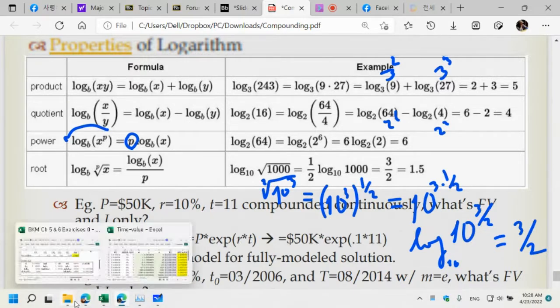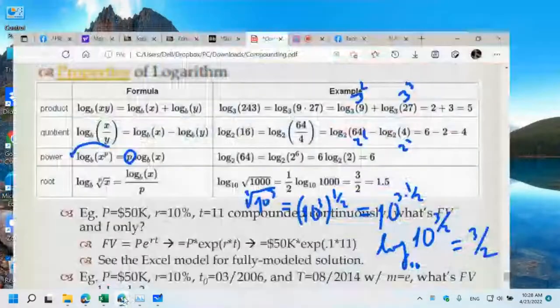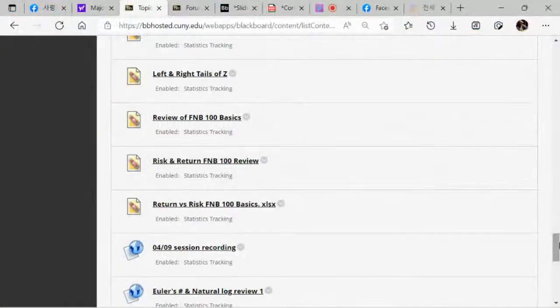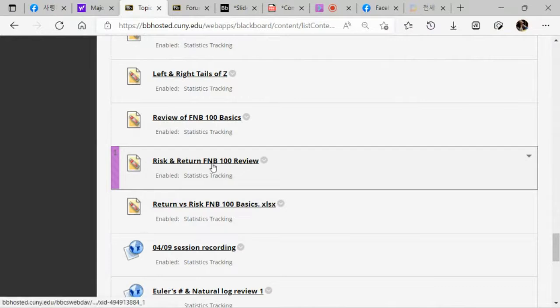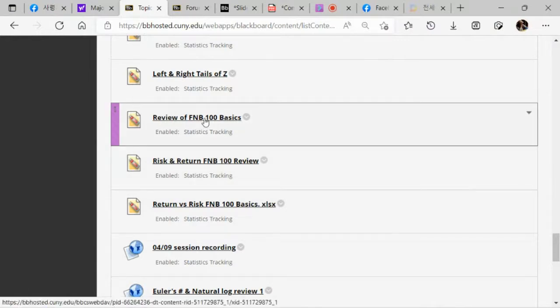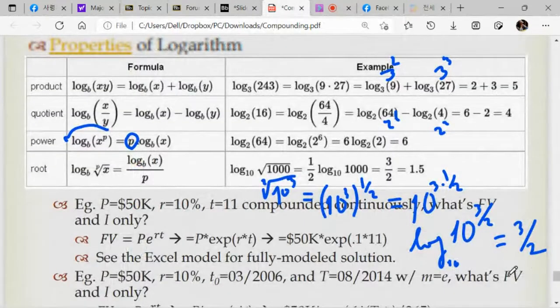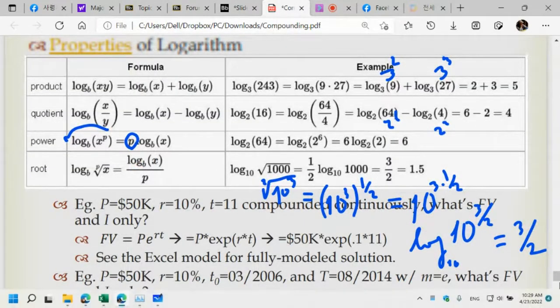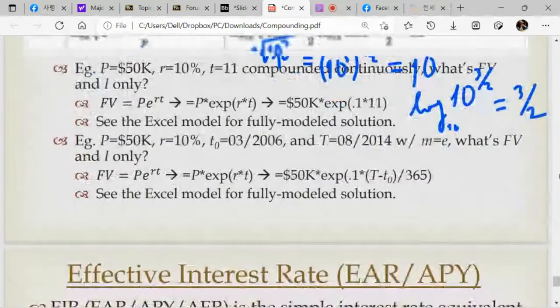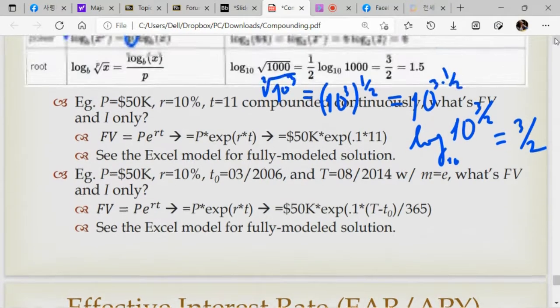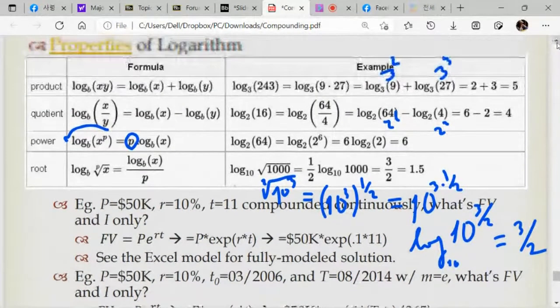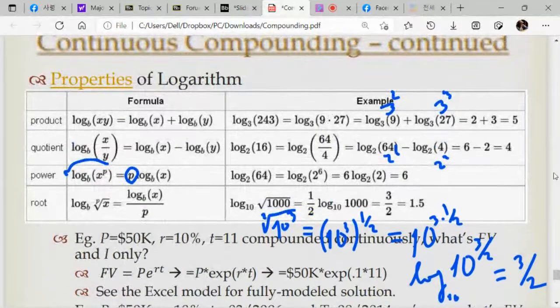And this file, if you go into our topics folder, here's the review of Finance 100 basics. Please open this and go almost all the way to the end; by that scroll bar, you can tell it's close to the end. And I'm explaining here the properties of log.